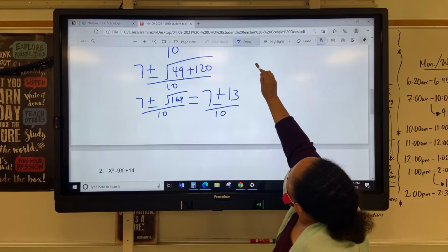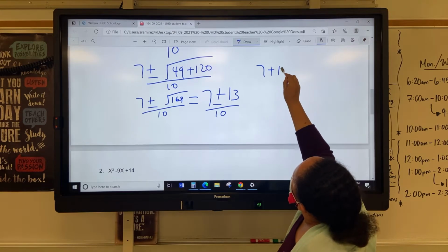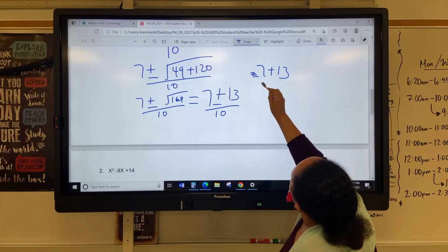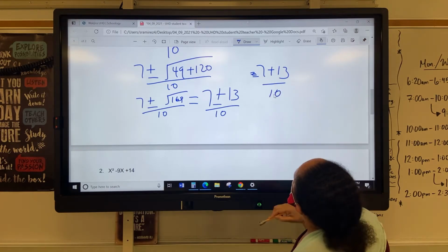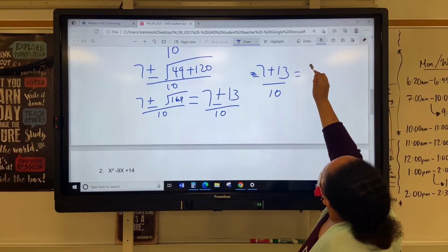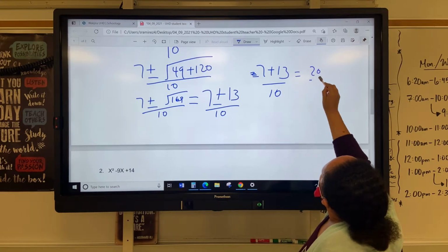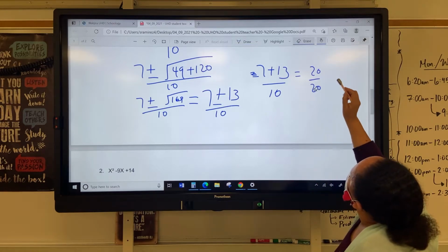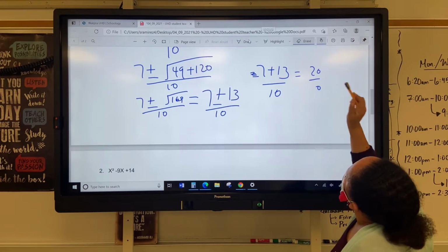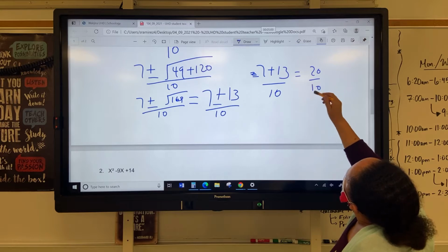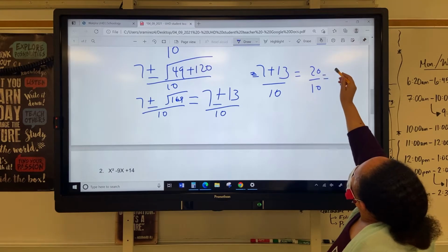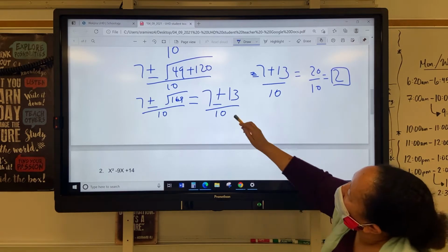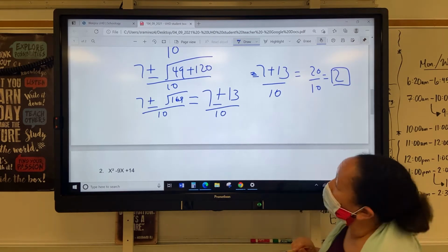So 7 plus 13 over 10 equals 20 over 10. When you simplify that, it becomes 2. So that is your answer for the first one. Then you have to do 7 minus 13.